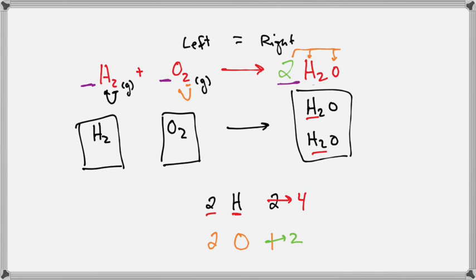How do I balance the hydrogen? Add the 2. I now need a 2 over here.